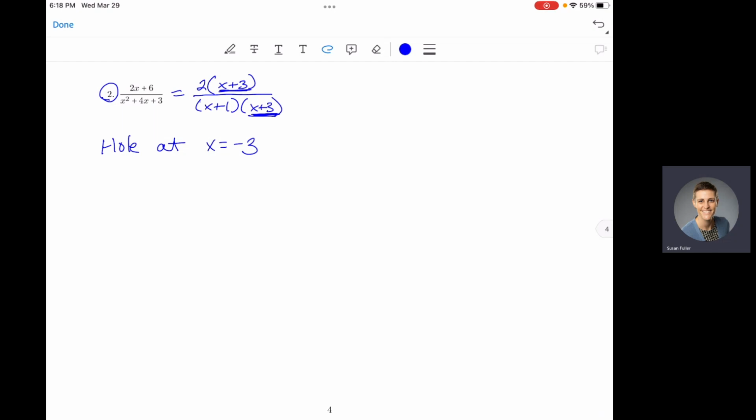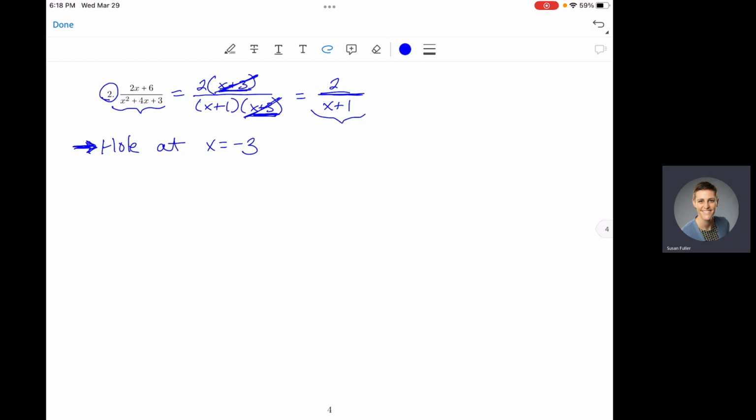Once we identify that we have a hole, go ahead and cancel the things that can cancel. We don't want to get rid of those until we identify and take note of our holes. But now that we've done that, we can simplify this. So basically, what we have left is 2 divided by x plus 1. What that means is that this original rational function is going to look exactly like the graph of 2 over x plus 1, except that we have this hole here.